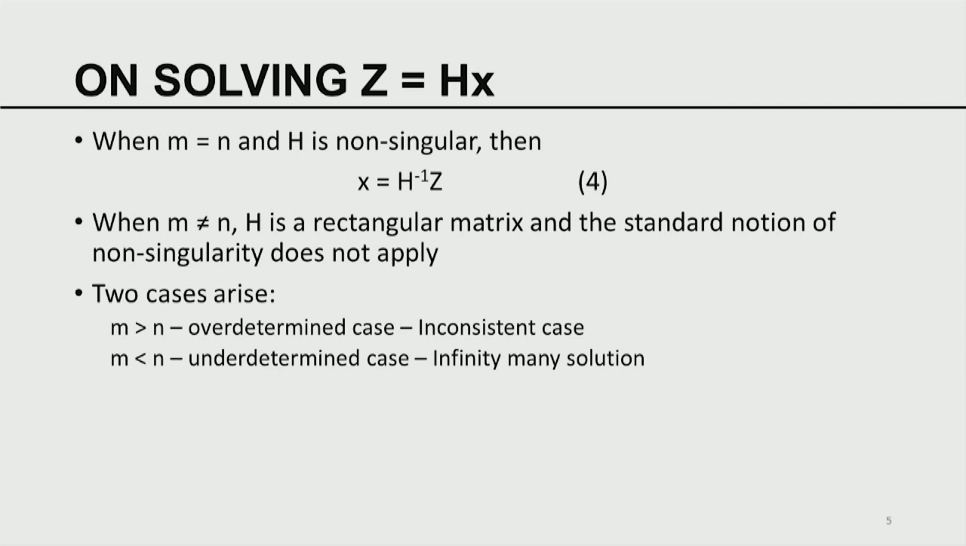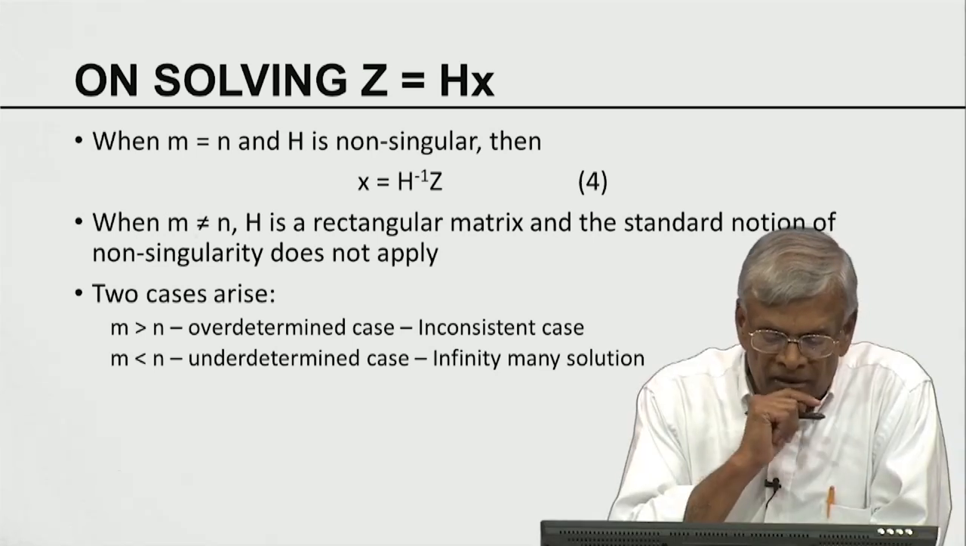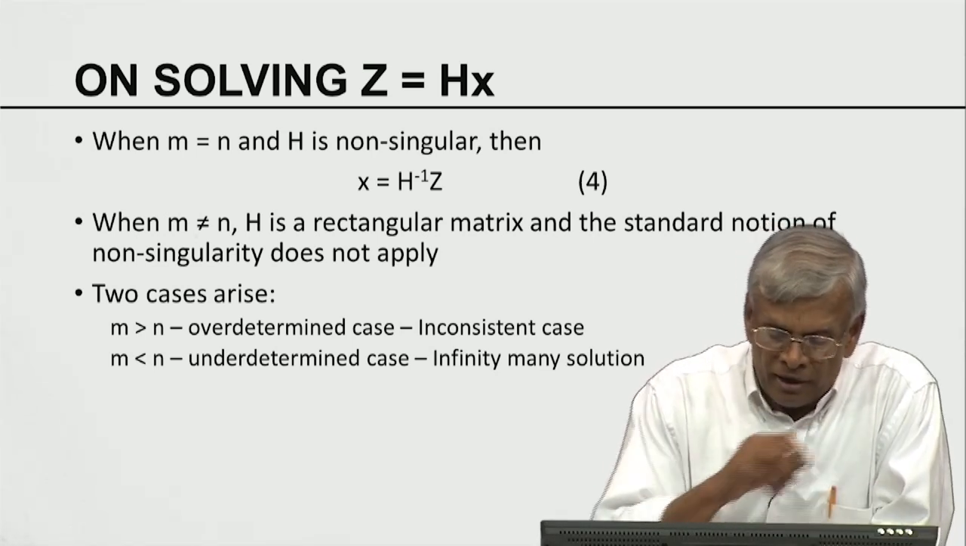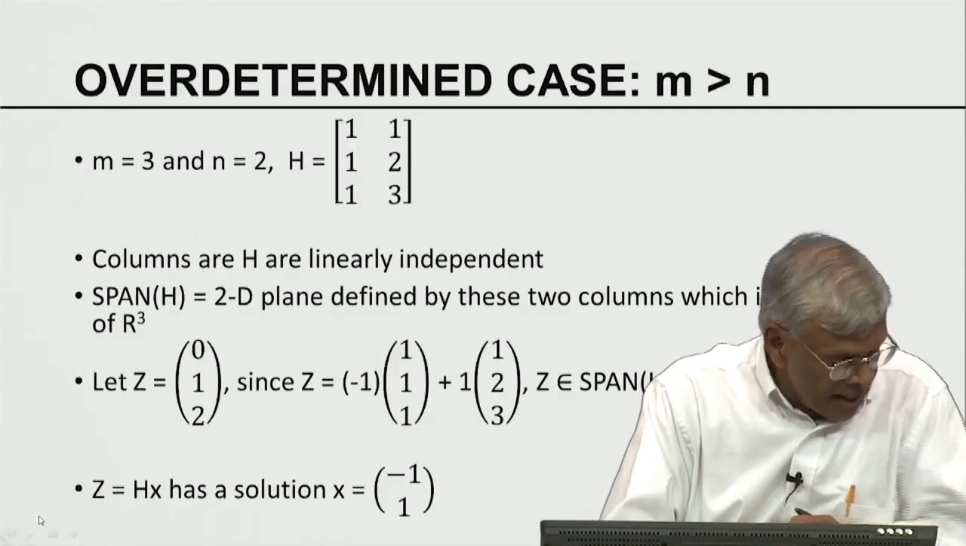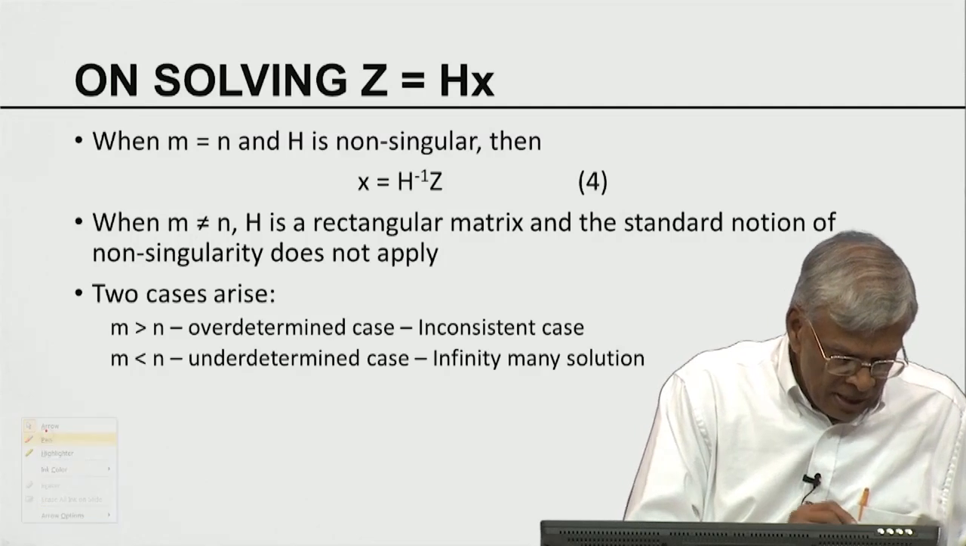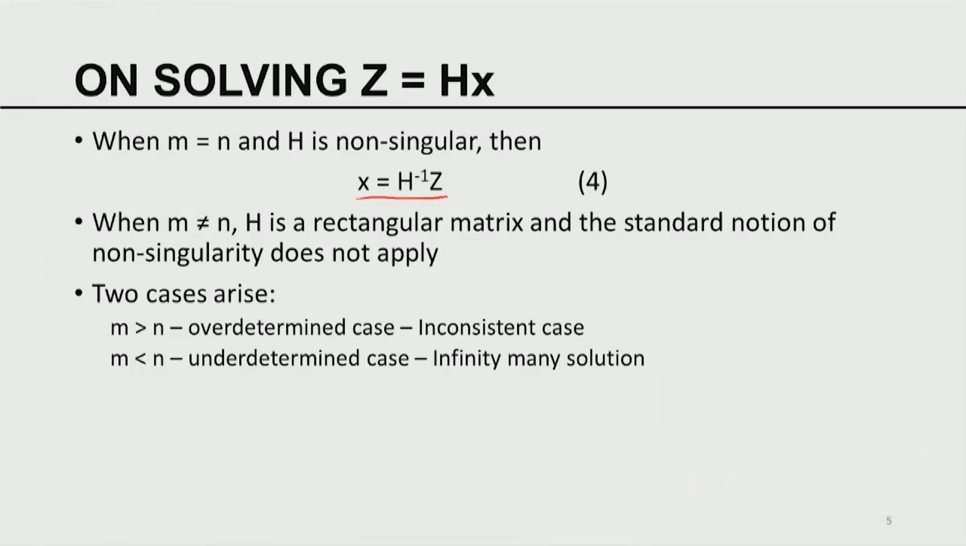On methods of solving z is equal to H of x, if m is equal to n and H is non-singular, from matrix theory we already know x can be written as H inverse z. But in inverse problems seldom is the case when m is equal to n. In the case of the particle moving in a straight line, the n was 2, m could be many. It could be less than 2, it could be equal to 2, it could be greater than 2. So we need to be able to consider a general case. So in general, H is a rectangular matrix. H is a matrix of size m by n. M need not be equal to n.